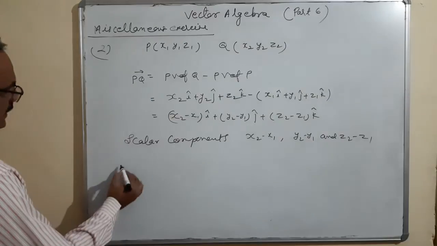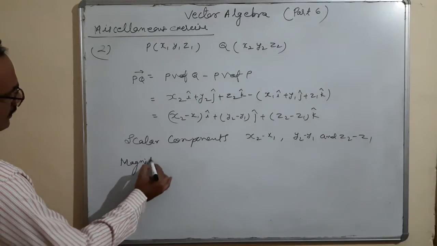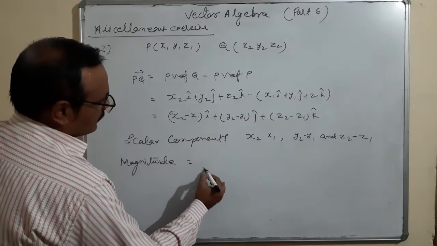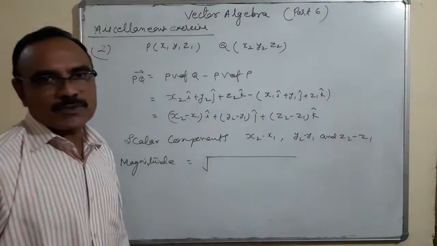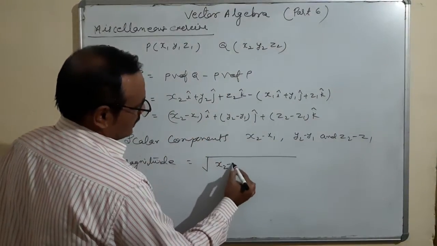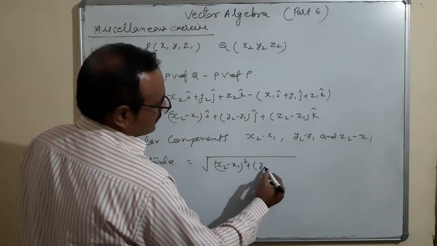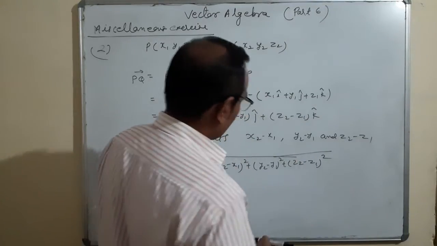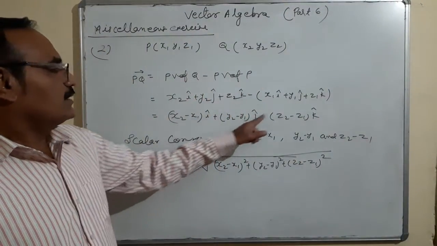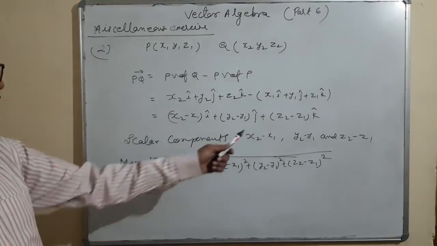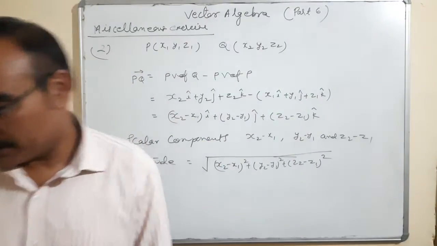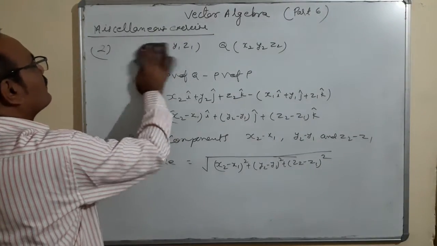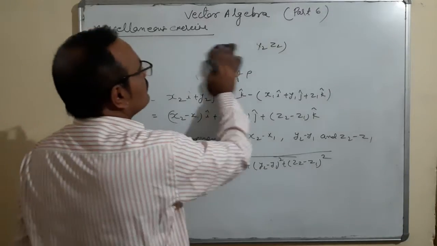And second, they are asking for the magnitude. Magnitude is equal to the square root of the sum of squares of the scalar components: (x2 minus x1) whole square plus (y2 minus y1) whole square plus (z2 minus z1) whole square. So these are two things: one, the scalar components, and second, the magnitude. So that is question number 2.